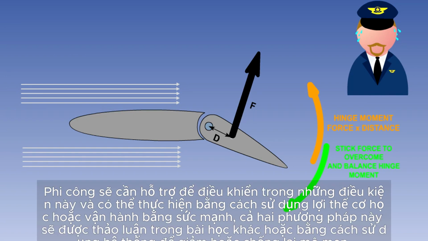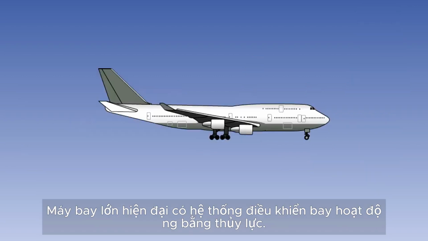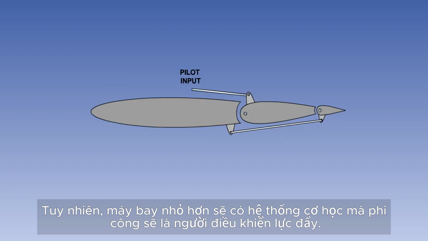The pilot will require assistance to move the controls in these conditions, and this can be done by using mechanical advantage or by power operation, both of which will be discussed in another lesson, or by using a system to reduce or oppose the moment. Modern large aircraft have flight control systems operated by hydraulic power. However, smaller aircraft will have a mechanical system where the pilot provides the motive force.